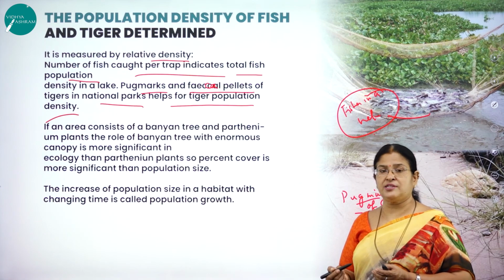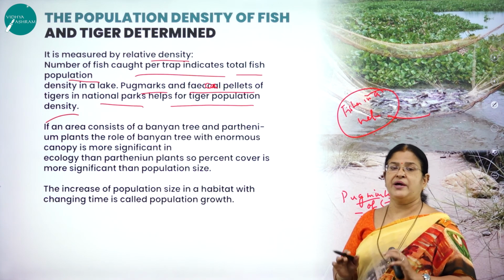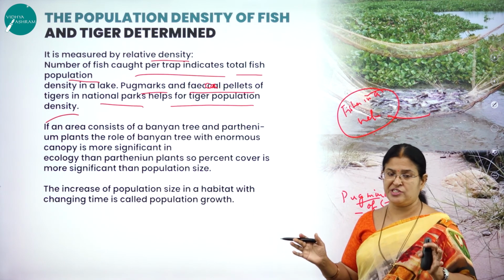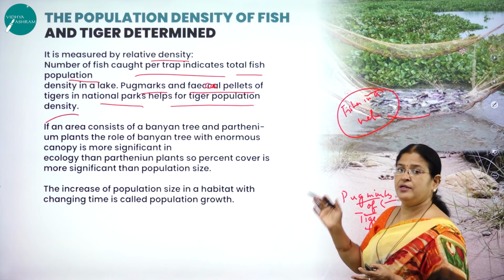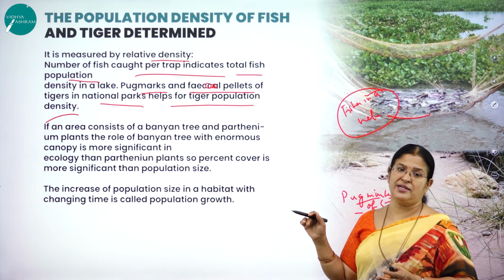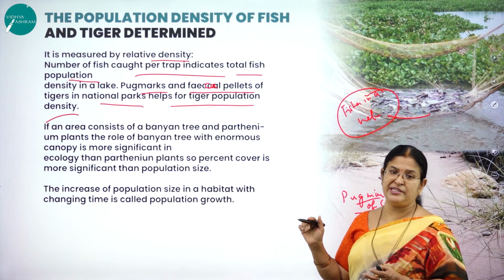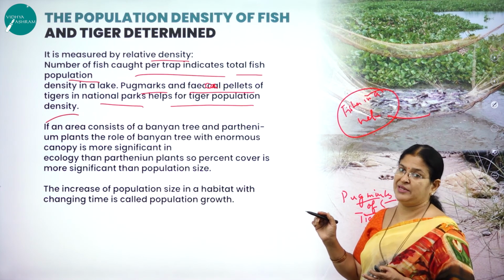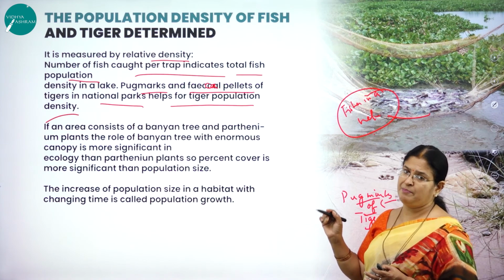So how do they assess the fish population density? By counting the total number of fishes caught in a net. Then how is the tiger population density determined? It is determined either by the pug marks or by the fecal pellets.